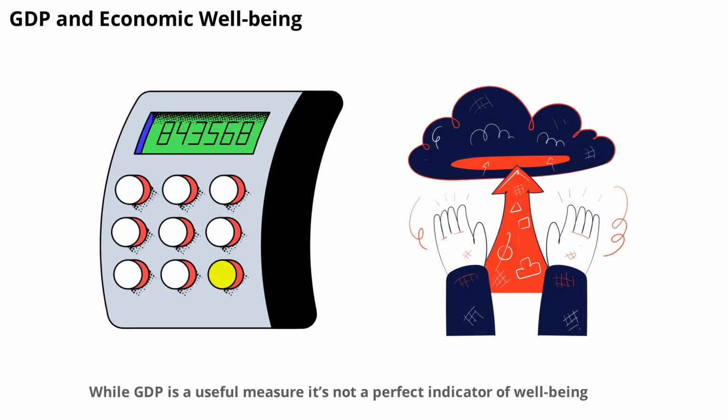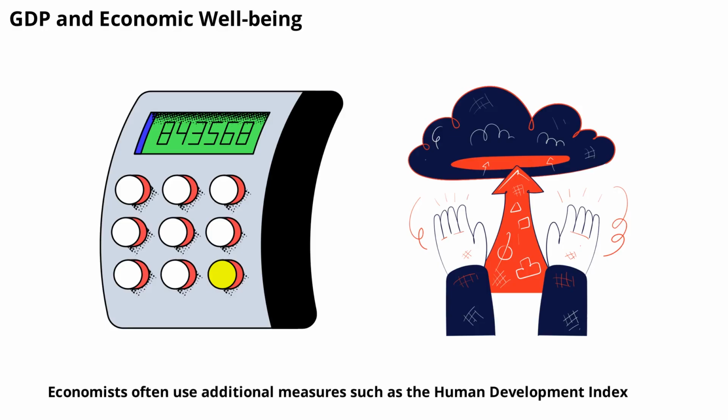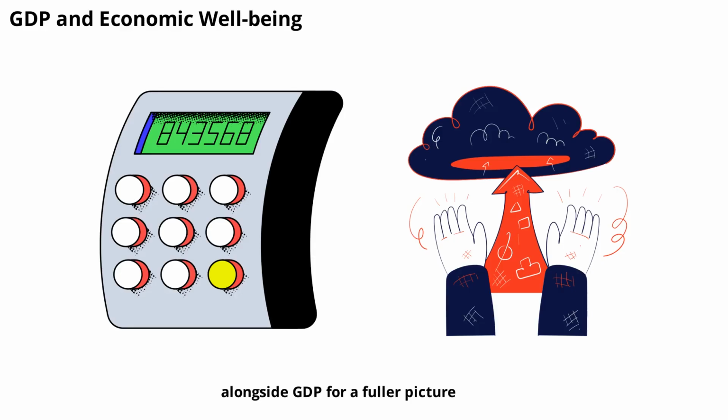While GDP is a useful measure, it's not a perfect indicator of well-being. Real GDP gives a better sense of economic progress, but it still doesn't capture factors like health, education, or happiness. Economists often use additional measures such as the Human Development Index alongside GDP for a fuller picture.